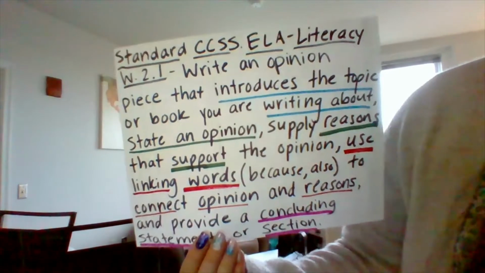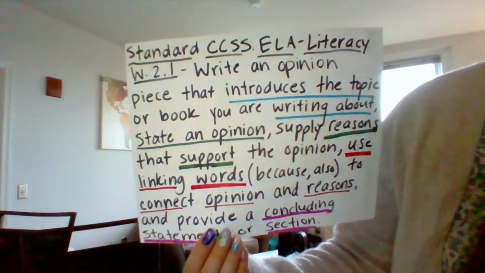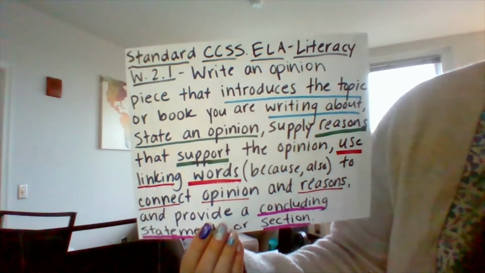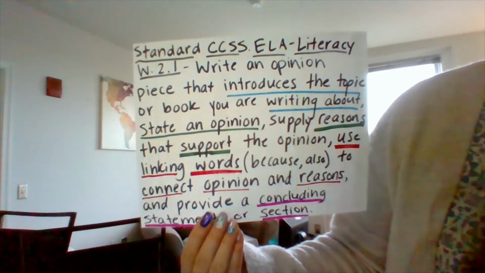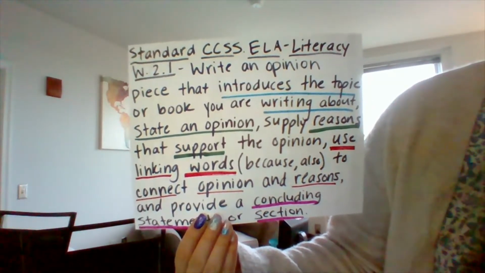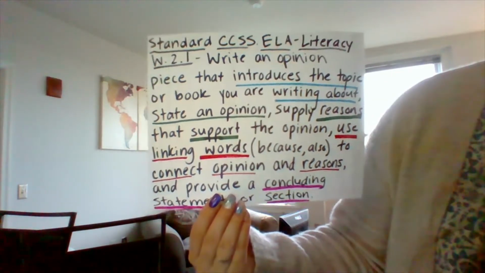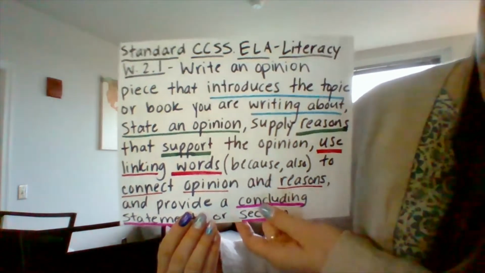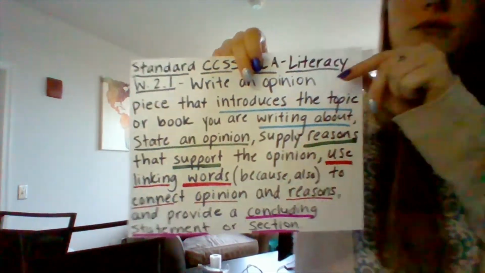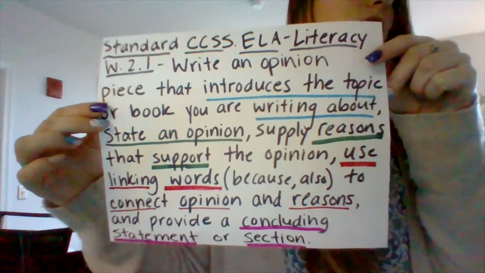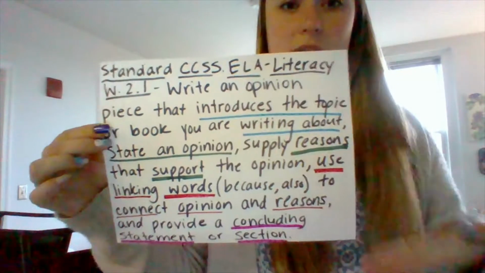So our standard for the week: write an opinion piece that introduces the topic or book you are writing about, state an opinion, supply reasons that support the opinion, use linking words, which could be because, also, to connect your opinion and reasons, and provide a concluding statement or section. So I really highlighted some of those important parts of this standard, and we will talk about this more throughout the week, and we'll kind of break it up by sections.